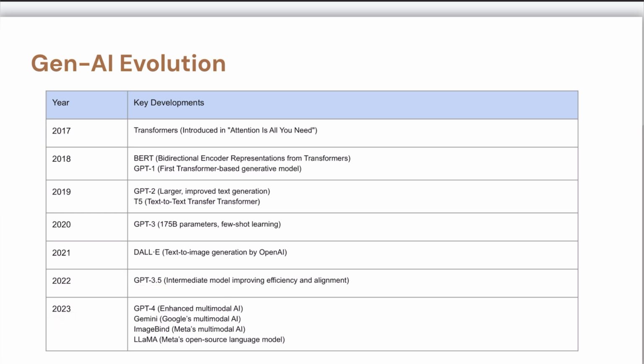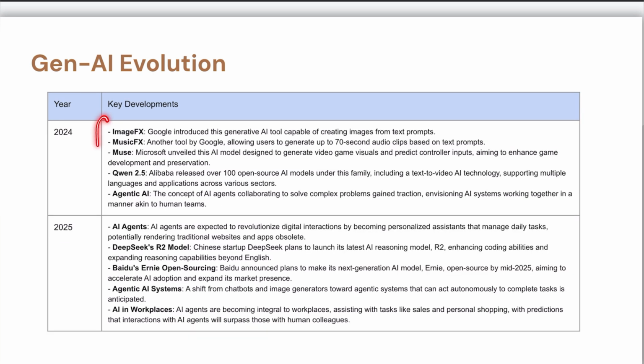Then later in 2023, multimodal architectures came up from different companies. GPT-4 is a multimodal model from OpenAI. Gemini is a multimodal model from Google. Similarly, ImageBind from Meta. Llama is an open source model from Meta. So these are all different models that came in 2023. Then the research got exponential growth. Many models started coming up from different companies all over the world. These are just some highlights from 2024 from big companies. I might miss a lot of things here. I'm keeping only a few highlights.